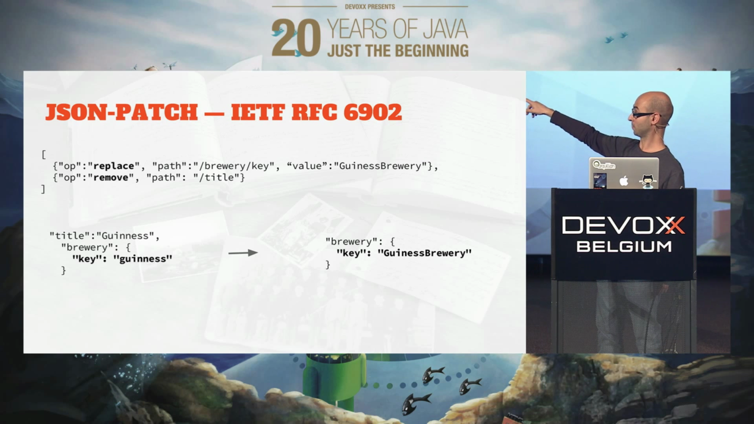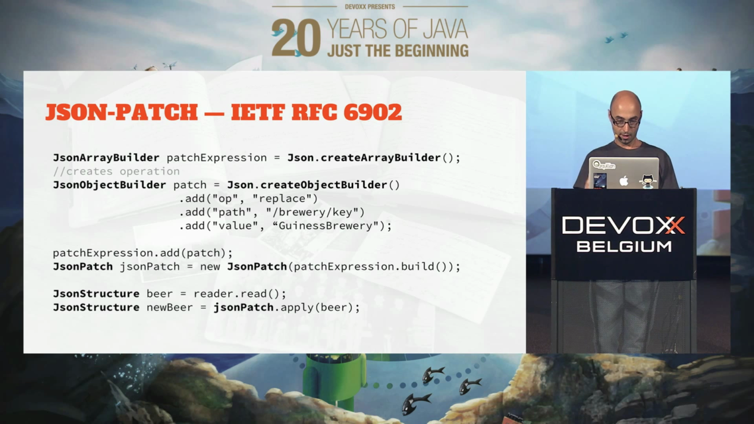And in this example, you see that this title, Guinness Brewery, the key is Guinness, and I'm replacing the key to Guinness Brewery, we just change it, of course, and I'm removing the title, and the title, yeah, it's removed. And how to do this with JSON-P? Well, there are several ways to do it.